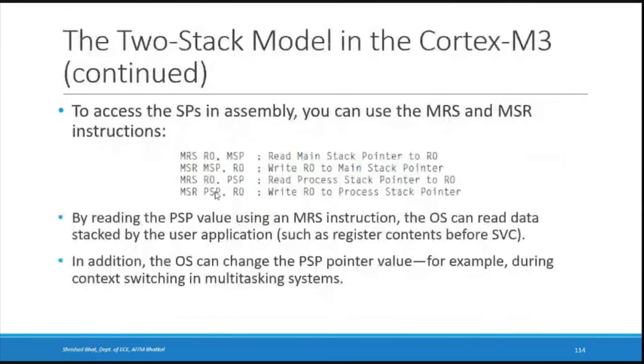So that's how the two stack model works, that is main stack pointer and process stack pointer. If control bit one is zero, then the main stack pointer is used for both thread mode and handler mode. And when control bit one is one, we will use PSP, the process stack pointer, for thread mode, and MSP, the main stack pointer, for handler mode.